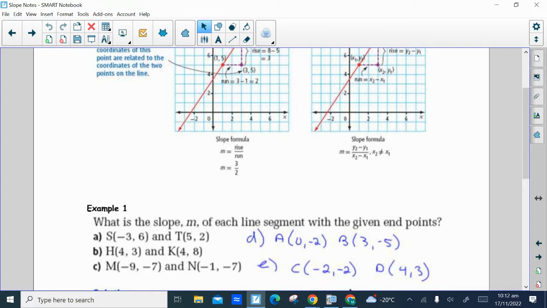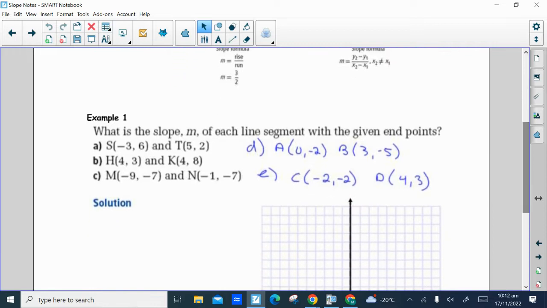So this is a formula that we can use to find the slope of a line or line segment going through 2 points. And what it does is it eliminates the use of the graph. You don't have to graph it. If you have 2 points, you can just use this equation. This equation will be given to you for any quizzes or tests, so you don't have to memorize it. You just have to know how to use it.